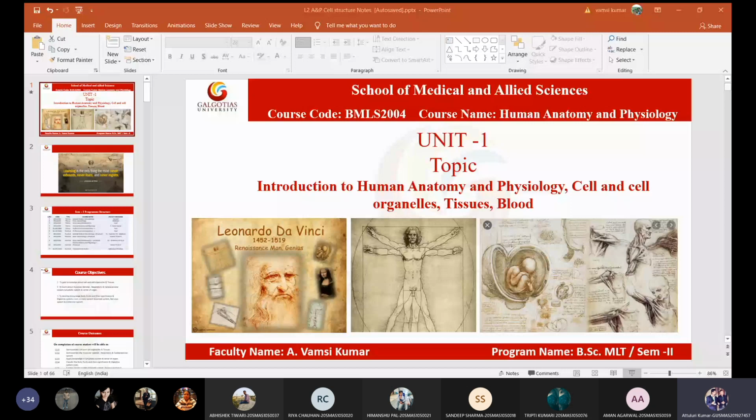Coming to the epithelial tissue, students, please note down this table. This table is very, very important. Hereafter I will focus only on this table and discuss it in detail. As I stated, we have 4 types of tissues in our body: epithelial tissue, connective tissue, muscular tissue, and nervous tissue.